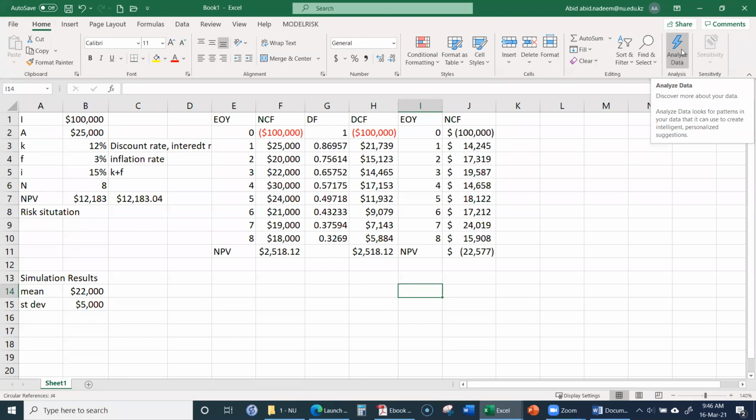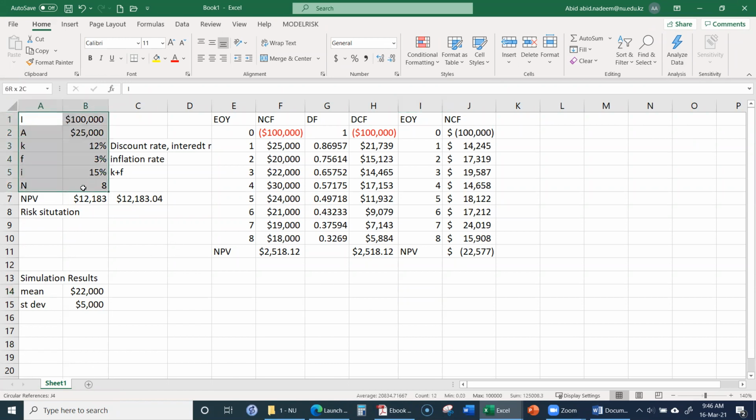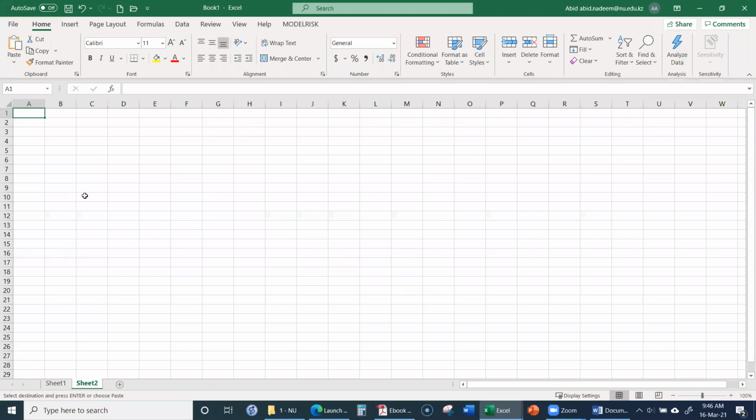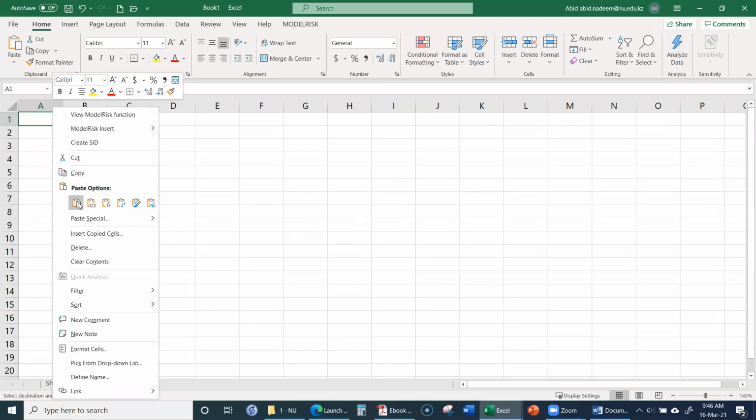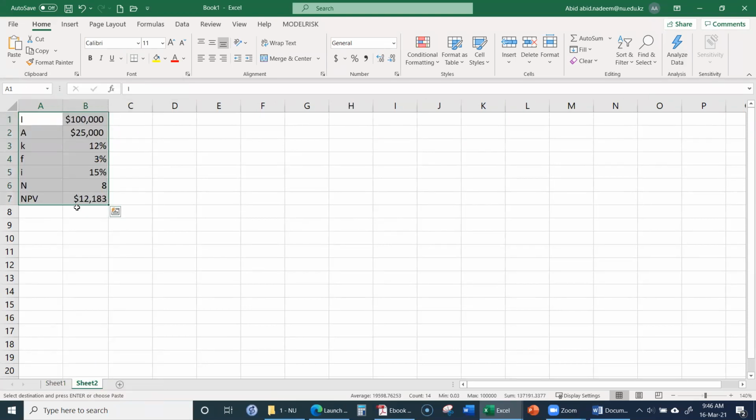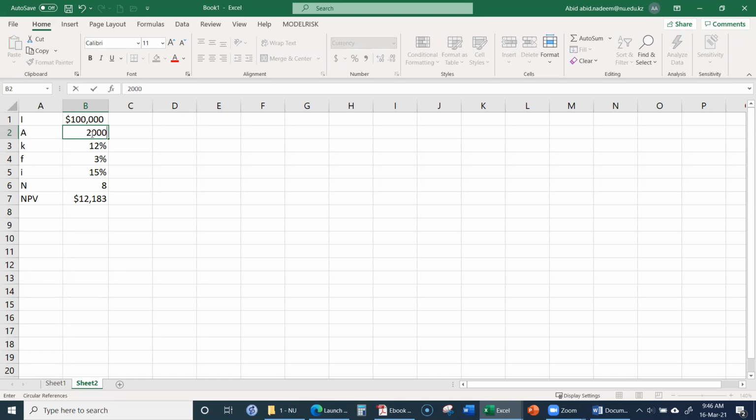Okay, so we can do this simulation in one of several ways. For example, if I take the data and copy it in the next sheet over here, and I take the mean, now $22,000. Yeah, $22,000 over here.